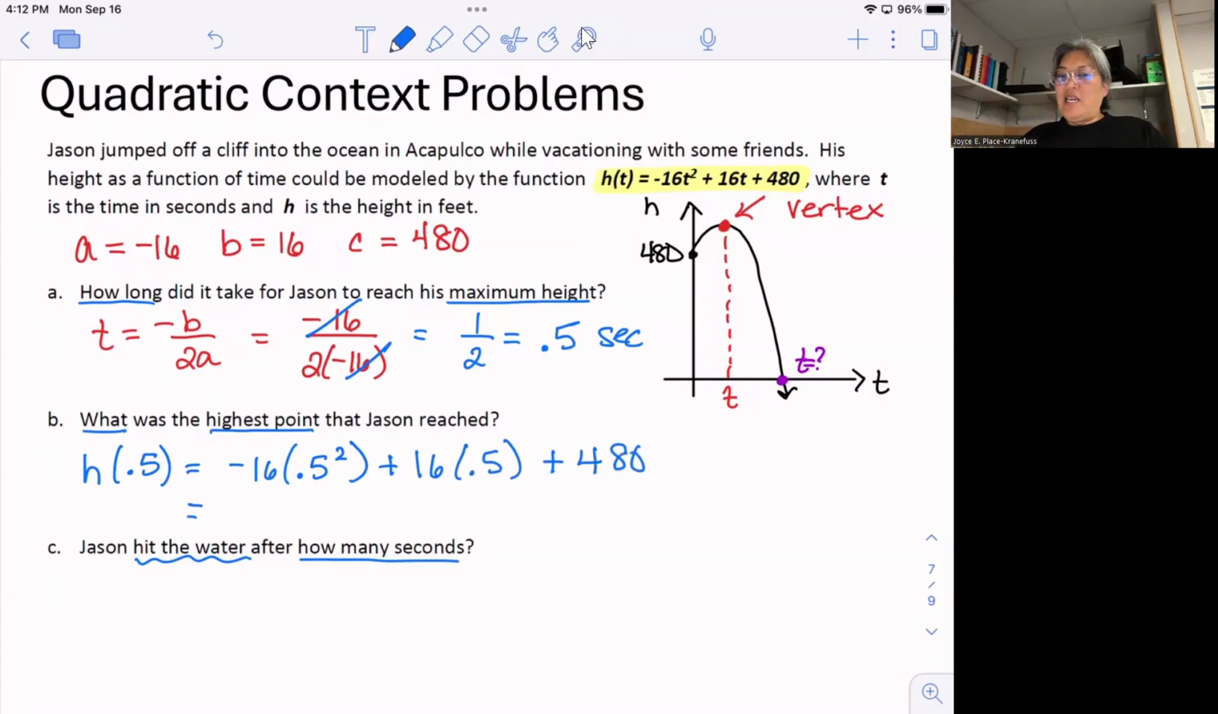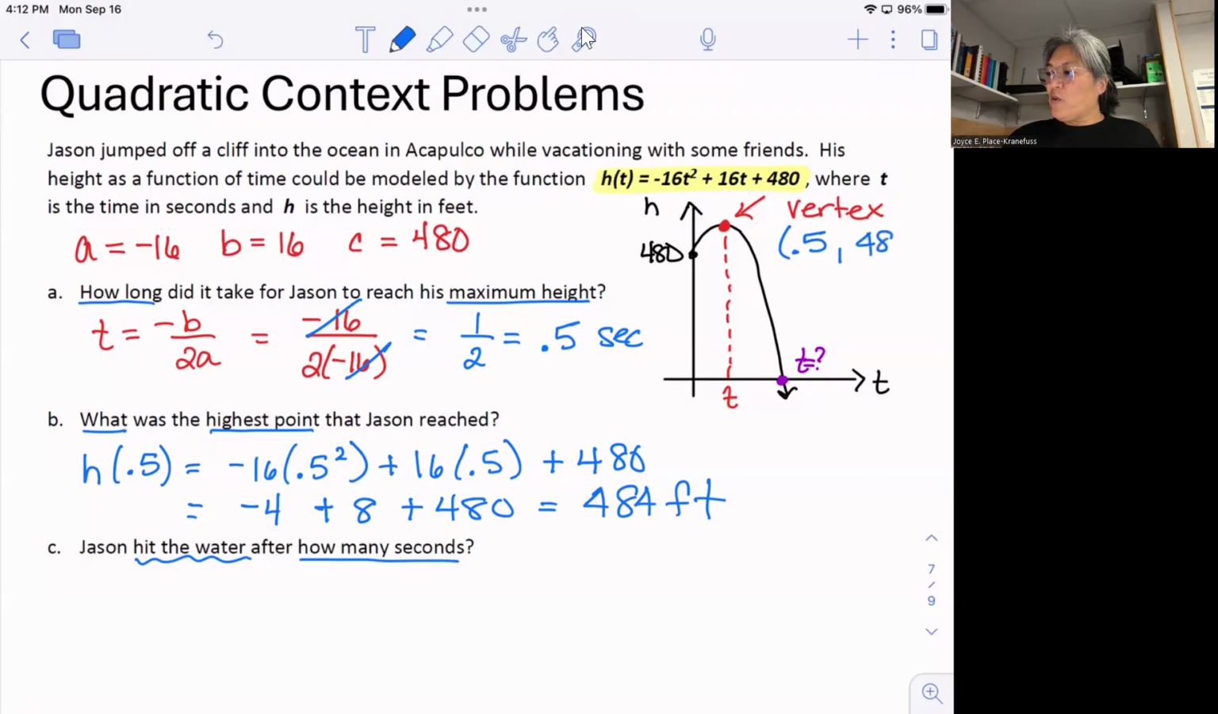So now I'm going to get out my calculator. I'm going to do 0.5 times 0.5, times that by negative 16. That gives me negative 4. 16 times 0.5 is 8, plus 480, which negative 4 plus 8 plus 480 is 484 feet. So what are the coordinates of the vertex? 0.5, 484.